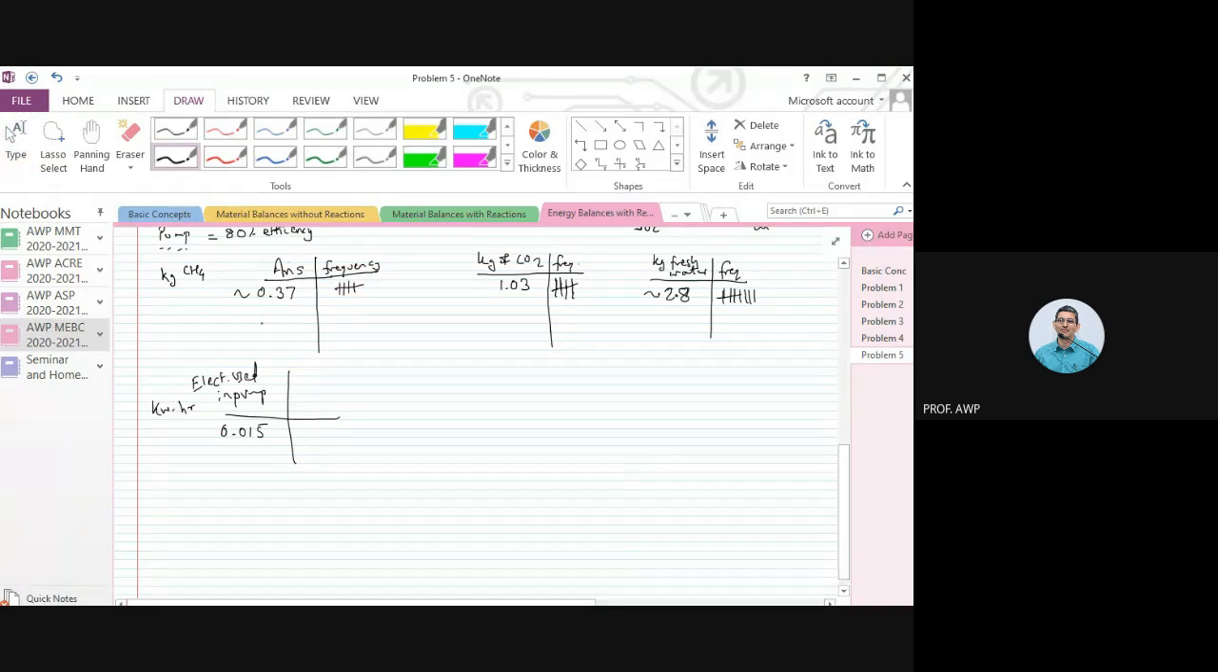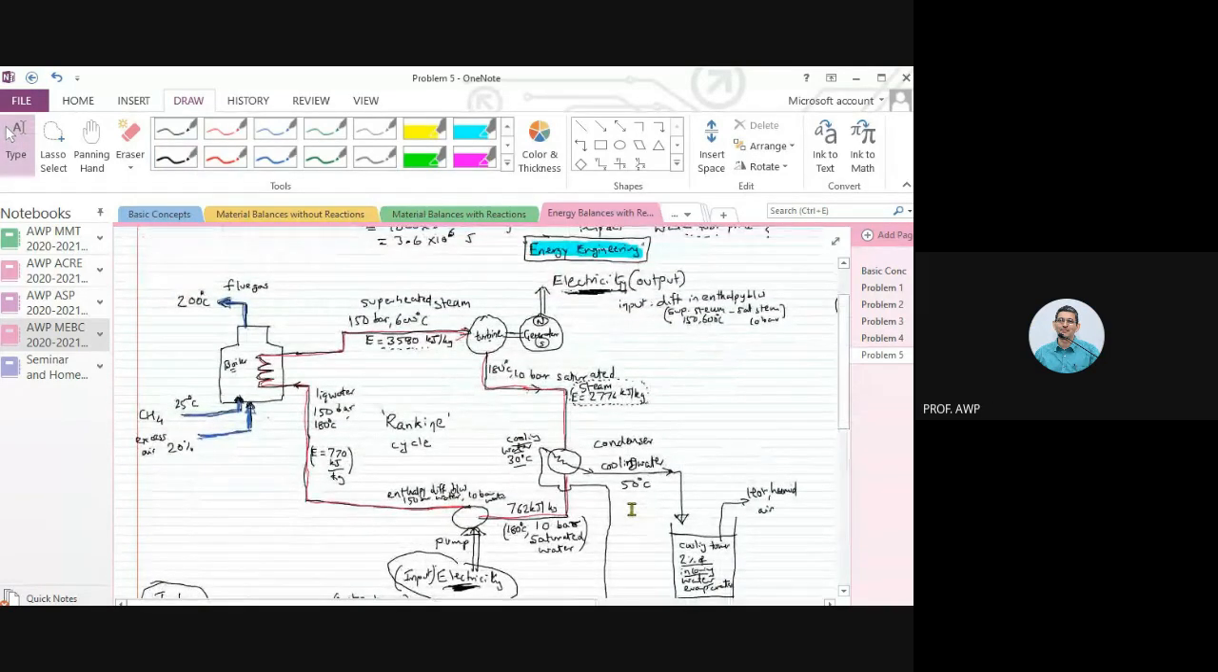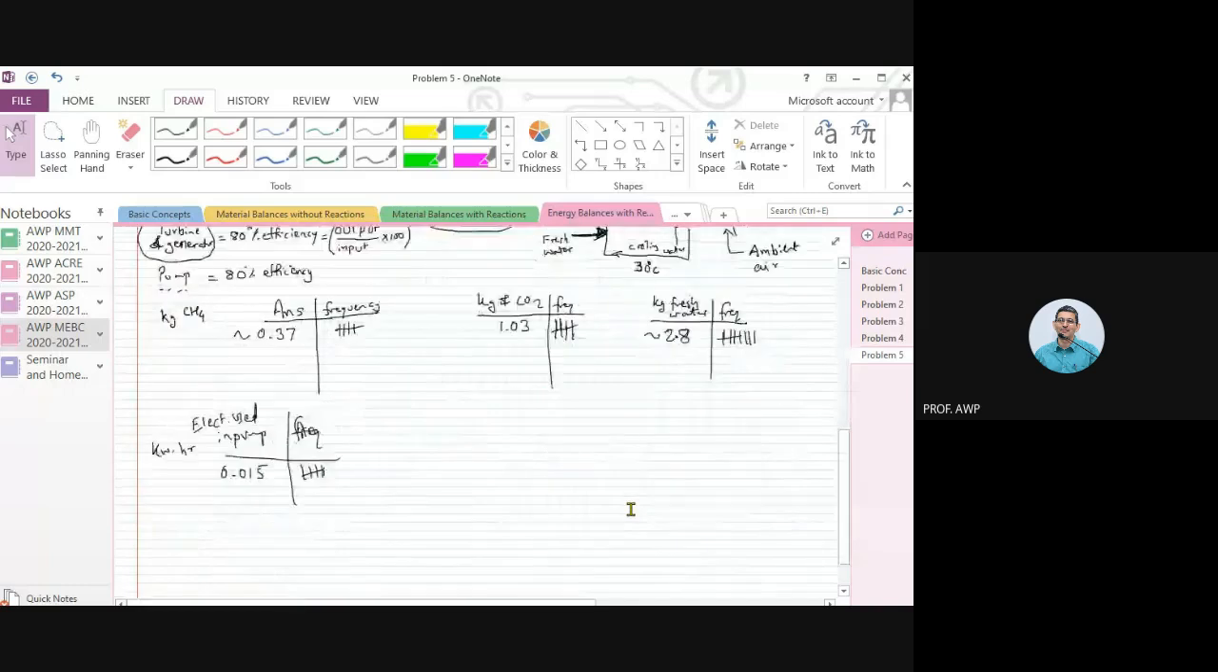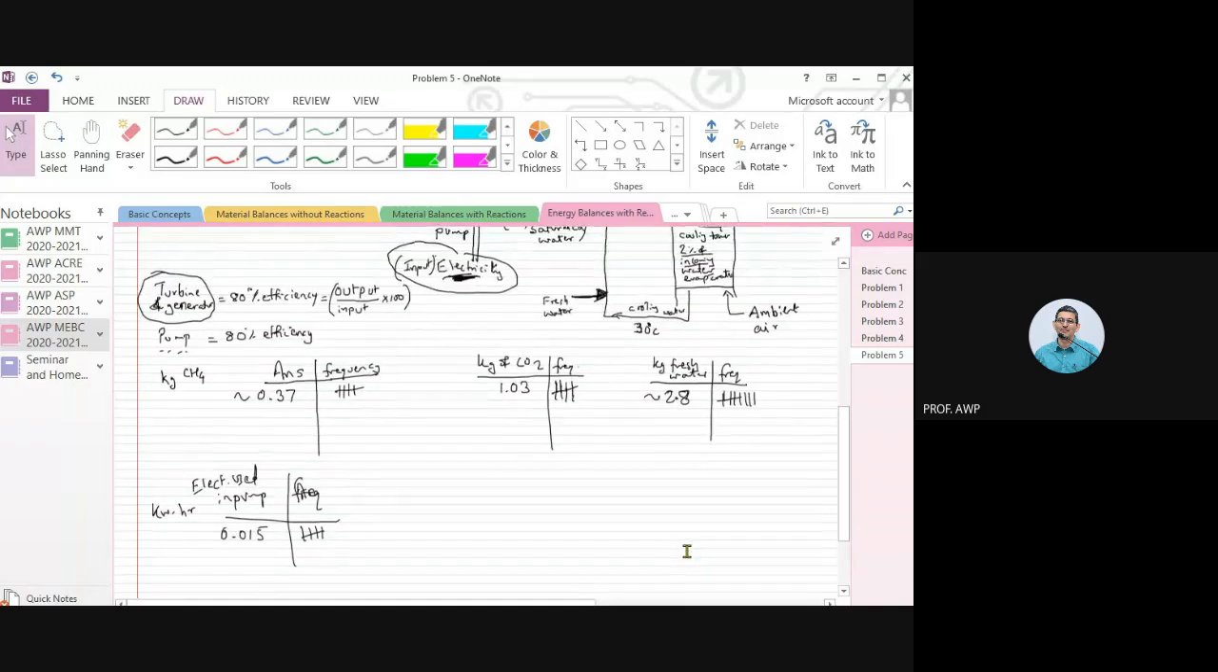Any other answer for electricity used in the pump? Same. So now do you see how it is producing extra electricity? We have used up only 1.5% of what has been produced. The rest, 98.5%, is there for us to use.